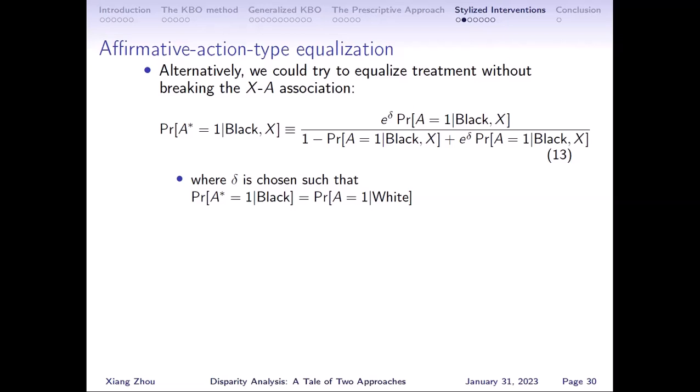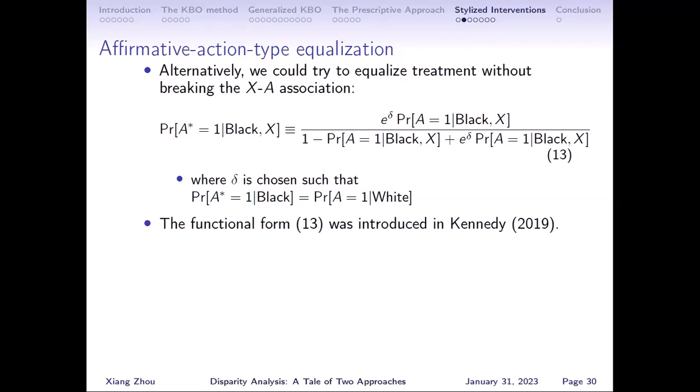So what it does essentially here is to proportionally increase the odds of treatment for all black students. So we have a parameter e to the delta here. If e to the delta is about 1.2, we basically increase the odds of attending a selected college by 20% for every black student. That's all. And here we could choose delta, as a positive constant, such that the prevalence of treatment among black students is the same as the prevalence of treatment among white students without the intervention, to realize this marginal equalization.